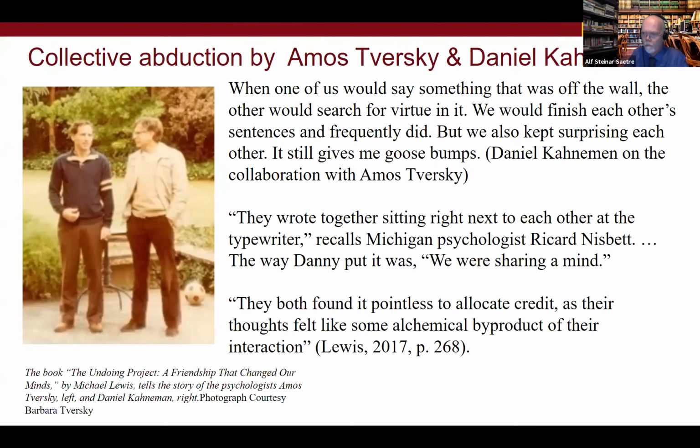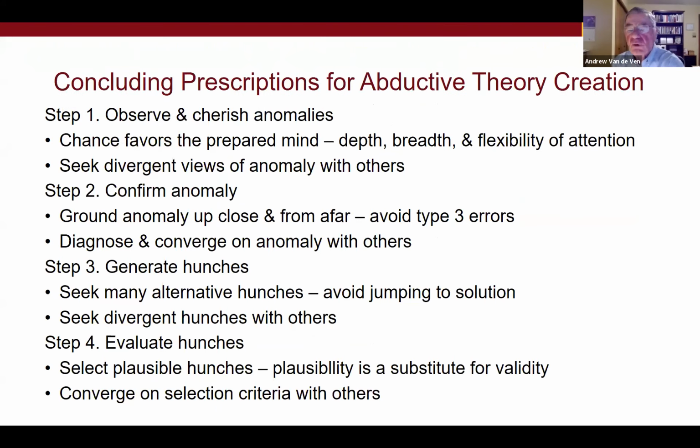So I can, if you will, conclude with some prescriptions for abductive theory creation, and then we can have a further discussion about them. All right. So if you think of abduction as a 4-step process of thinking, 4 steps of behavior, where step 1 is to observe and cherish anomalies. Chance favors the prepared mind. So the individuals likely to be prepared will be those who have studied in depth and in breadth and are flexible and open to surprises.